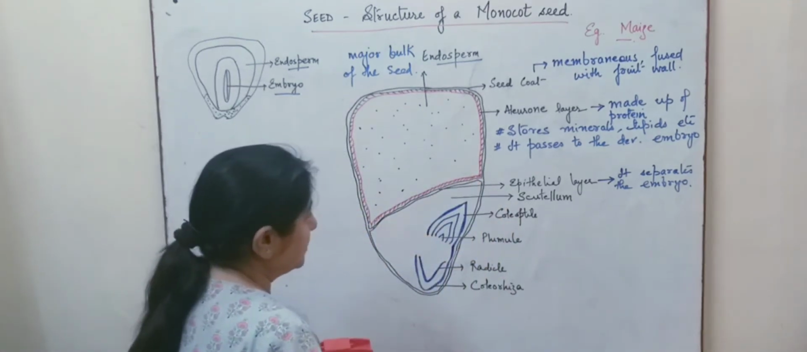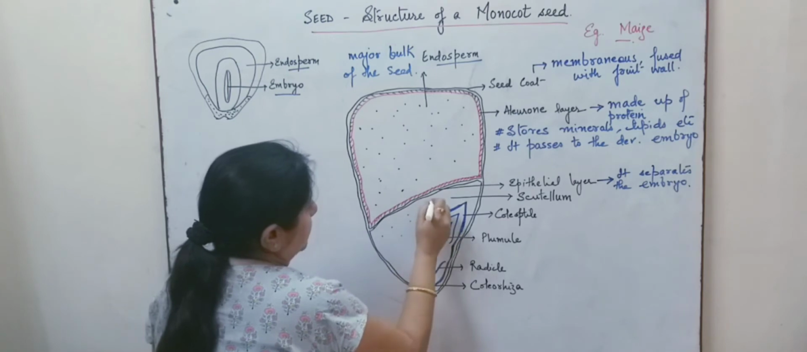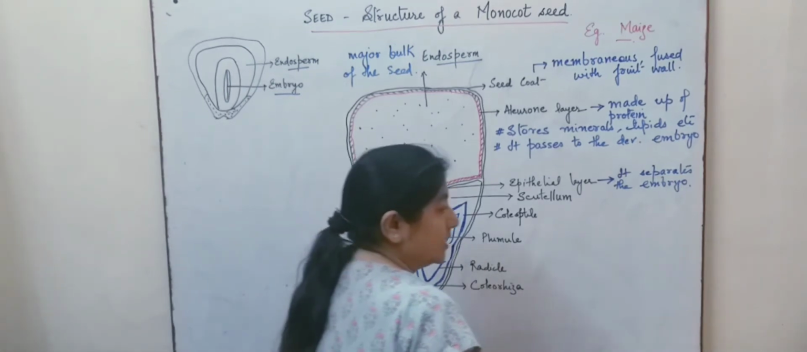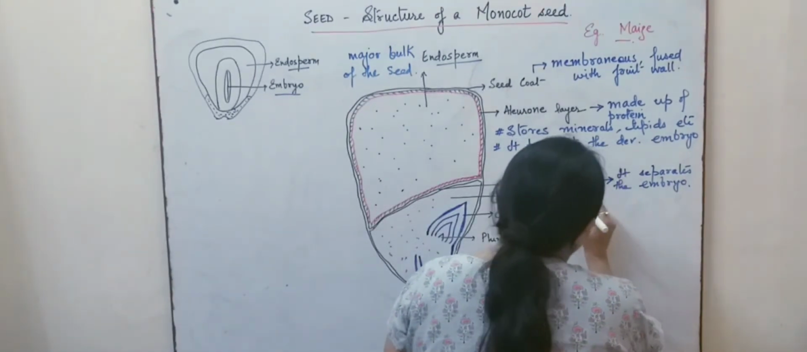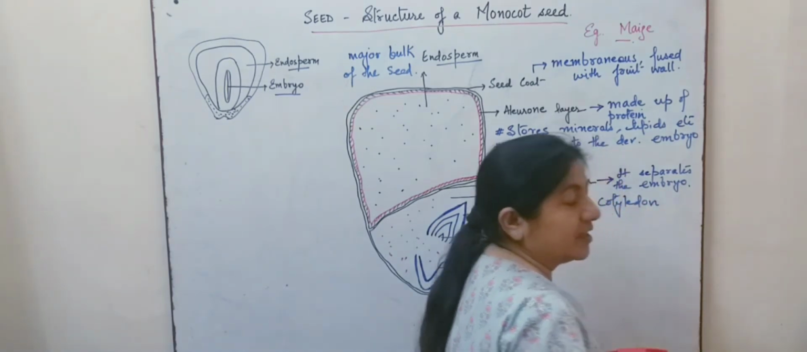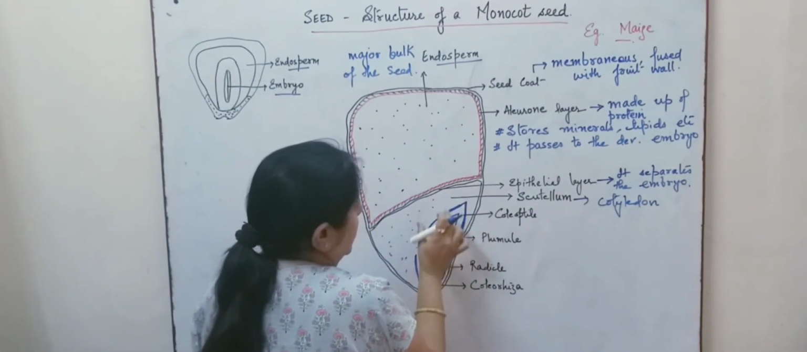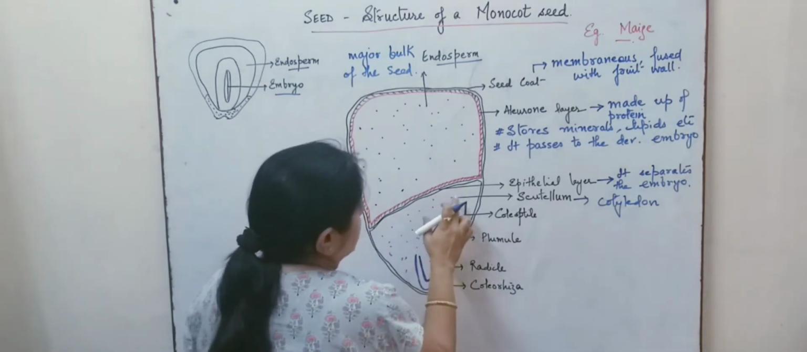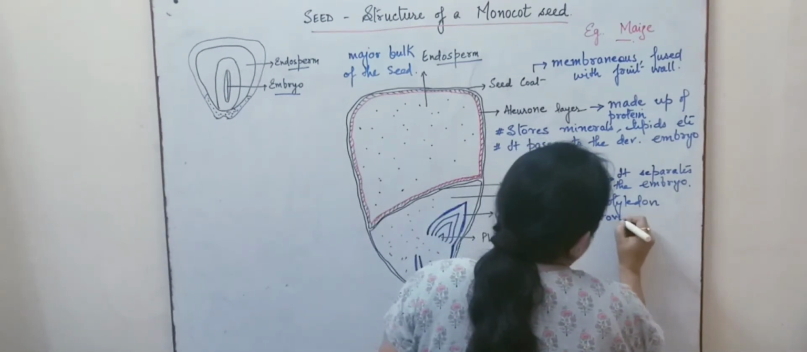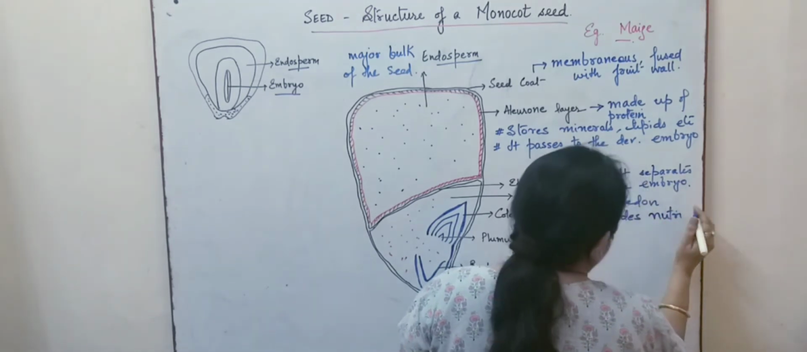Now another part which you find over here where the embryo lies is the scutellum. The scutellum is the cotyledon. So the scutellum is a cotyledon over here, and that cotyledon has the nutrition. It absorbs all the nutrition from the endosperm and passes it to the developing embryo. So here the scutellum is an important structure which provides nutrition to the embryo by absorbing the nutrients from the endosperm.